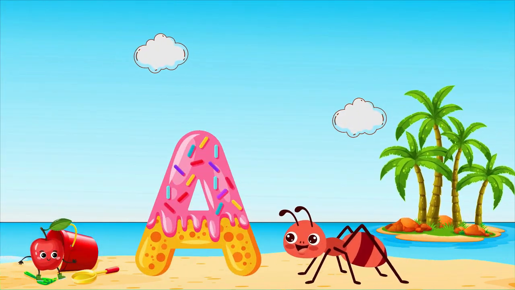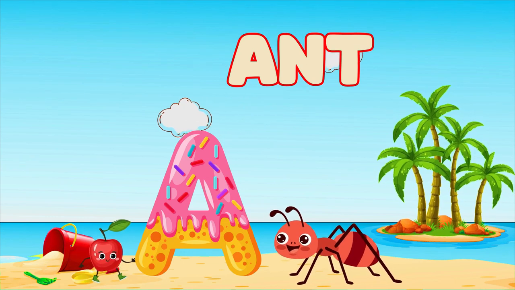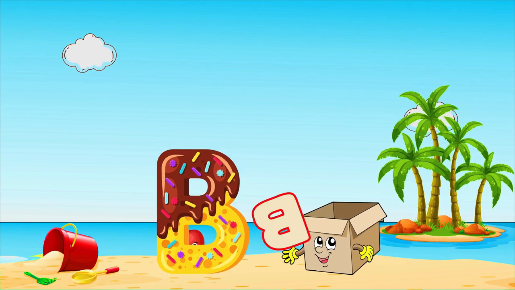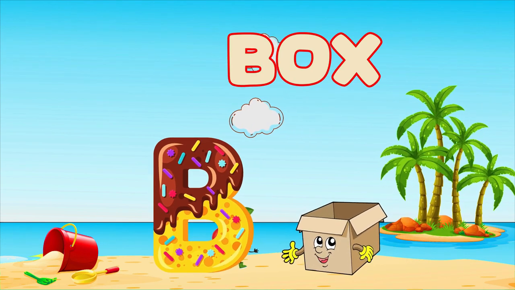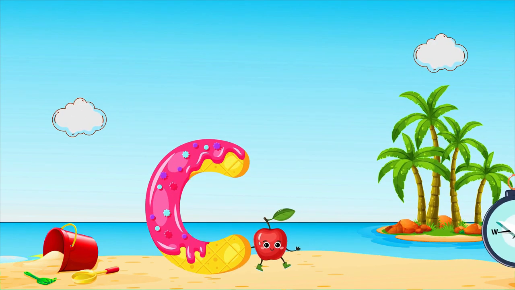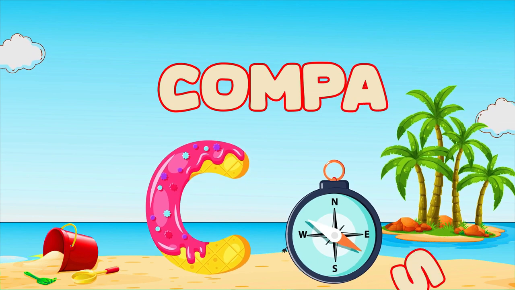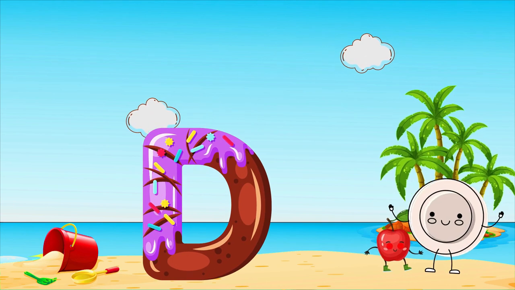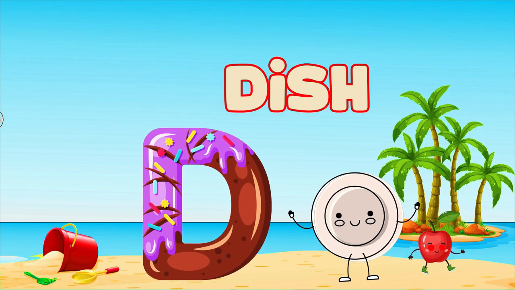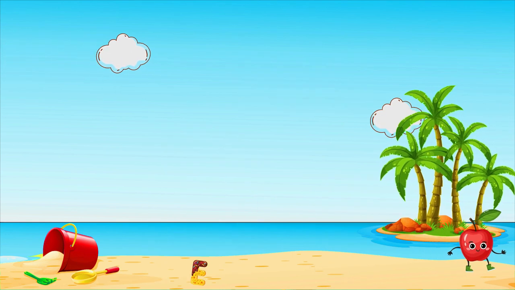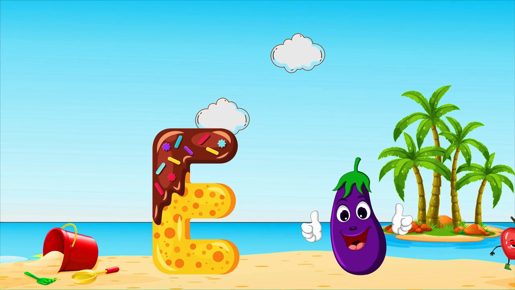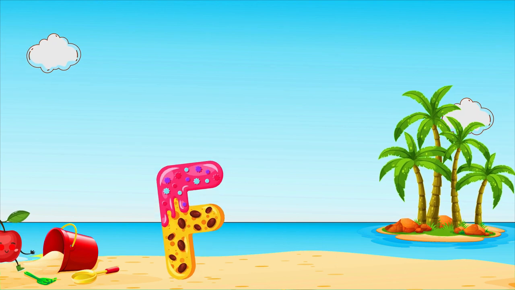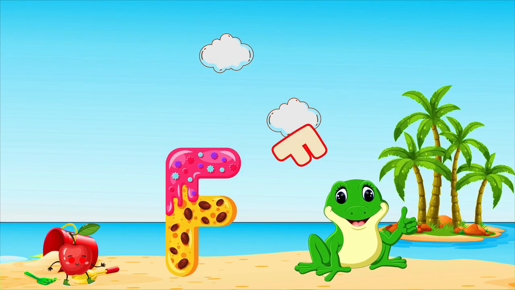A, aunt, aunt. B, box, box. C, compass, compass. D, dish, dish. E, eggplant, eggplant. F, frog, frog.